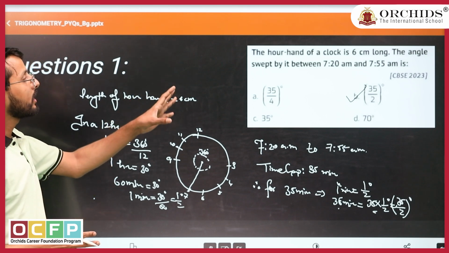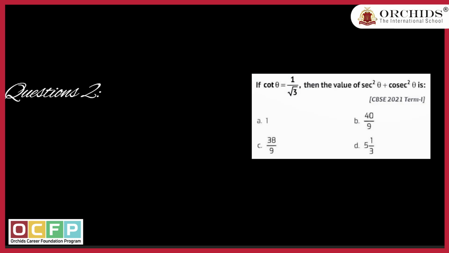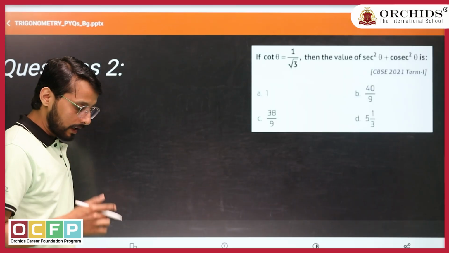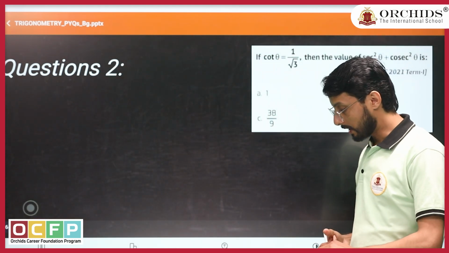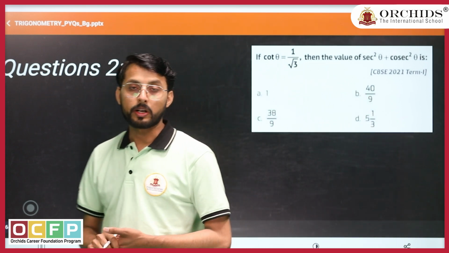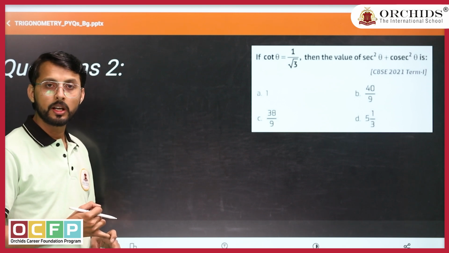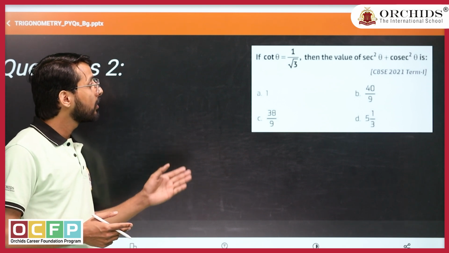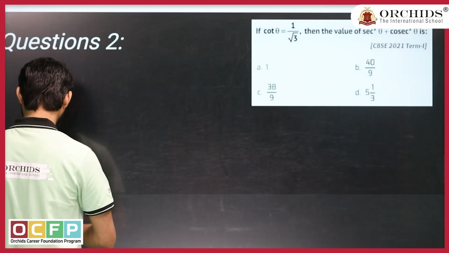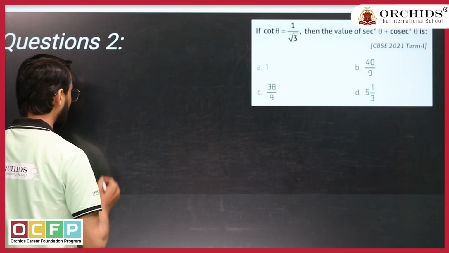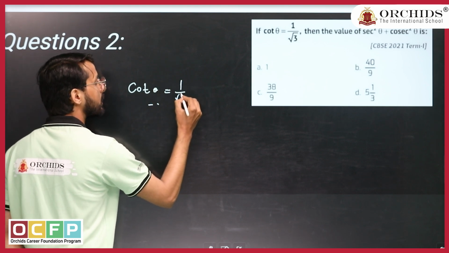Since the first part is totally related with the angle swept, look at the second part, how it is related. Now, second part. Guys, in trigonometry, if you check, a total 12 marks question will come from trigonometry and application of trigonometry. So the overall question depends on the angle values, proving questions and the application part. So here the second question deals with, let's see, they have written cot theta equals to 1 by root 3.